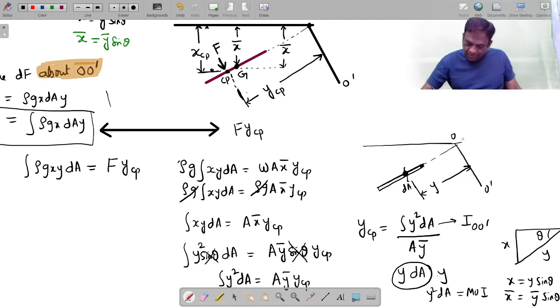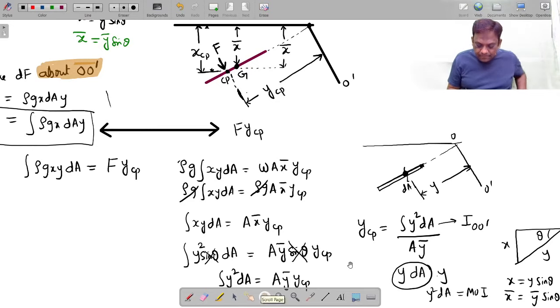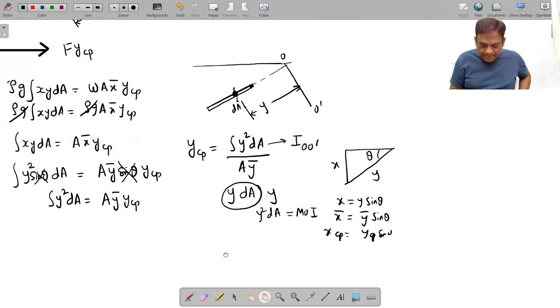So what is this, y square dA? It is the moment of this area. When I integrate over the complete area, it is the moment of this complete area about this axis. We have taken moment about this OO dash, that's why I write this as IOO dash. So now I write this.